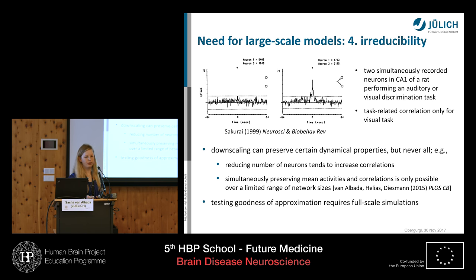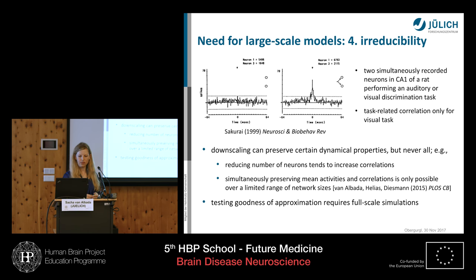But this can never preserve all the dynamical properties of a system. So for instance, it's well known that reducing the number of neurons tends to increase correlations in networks, which you can understand intuitively by considering that a fluctuation in a smaller network has a relatively larger influence on other neurons in the network than in a large network.